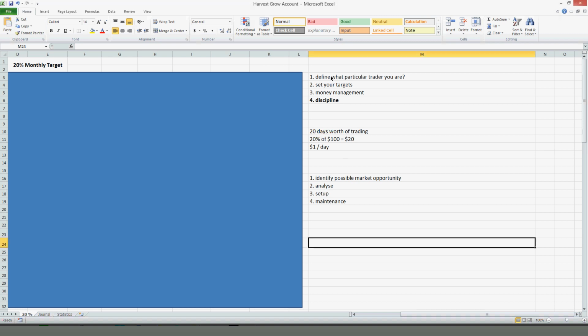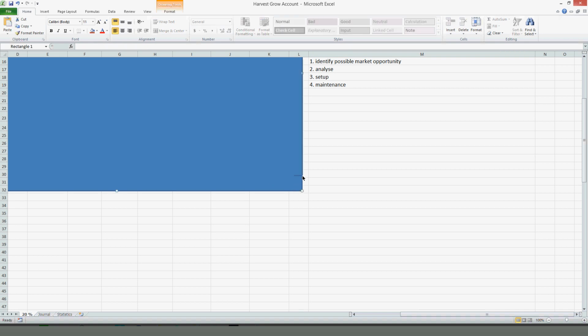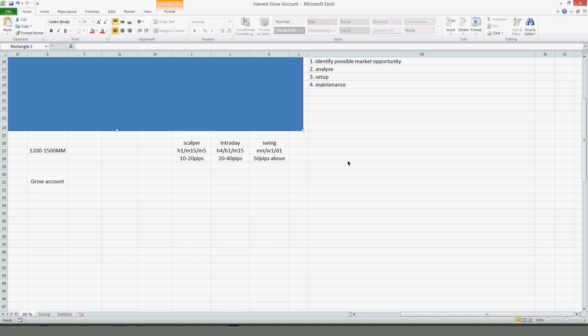But the first thing that a trader needs to question yourself is you have to define what particular trader you are. Okay, there are three main types of trader, which I think I have over here. So there are three main types of trader. First of all is the scalper, which is myself. I'm more of a scalper.